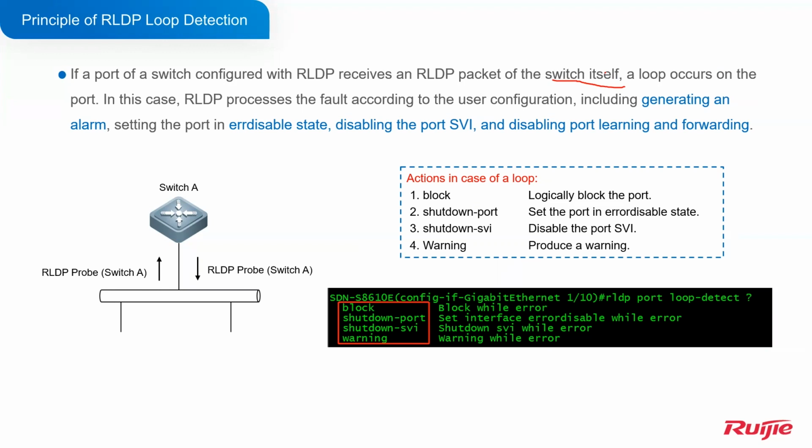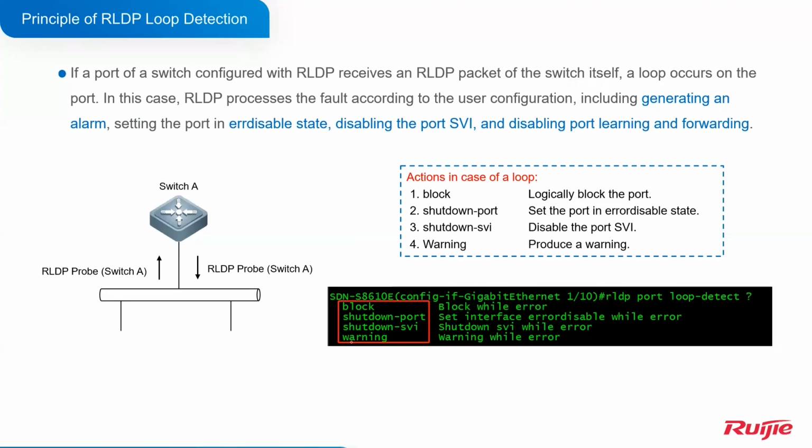So in this case, RLDP processes the fault according to the user configuration, including generating an alarm, setting the port in error-disabled state, or disabling the port SVI, disabling port learning and forwarding. So here are some optional actions we can take on a port which has a loop. It depends on how you configure it by using the command you can see in the figure: rldp port loop-detect block or shutdown-port, shutdown-svi or warning.